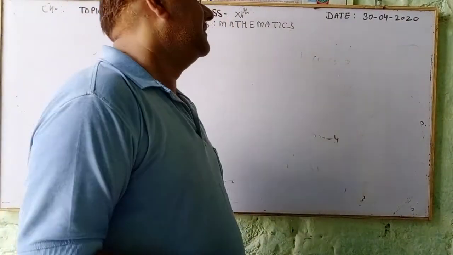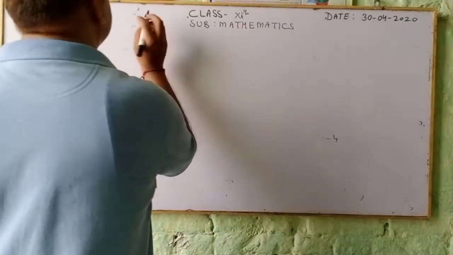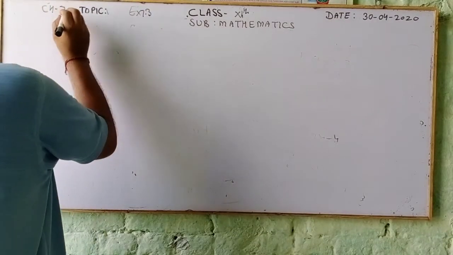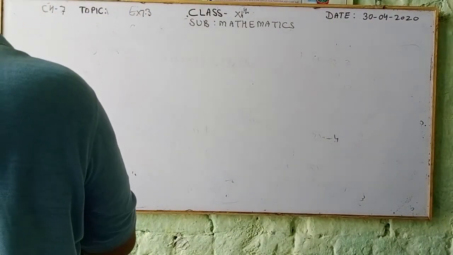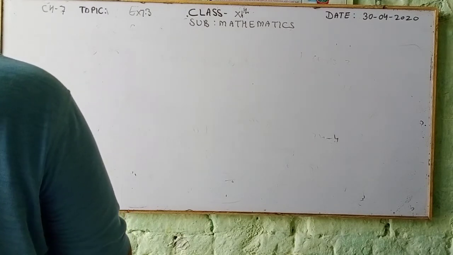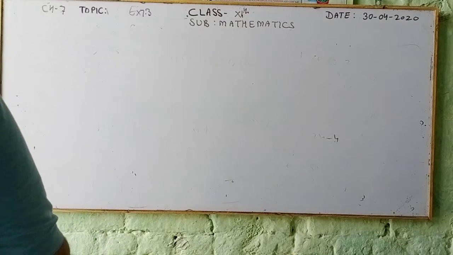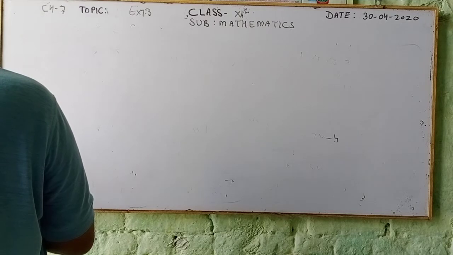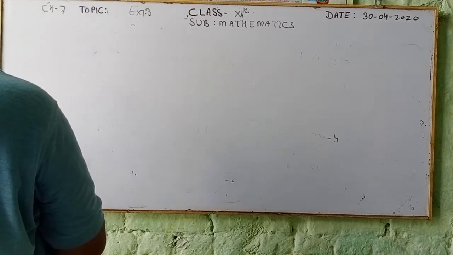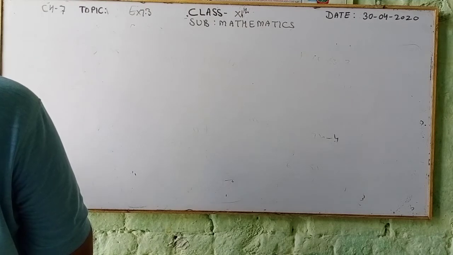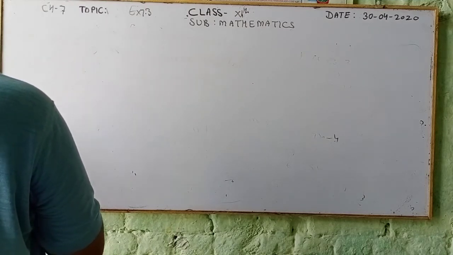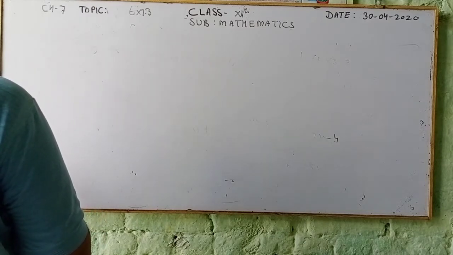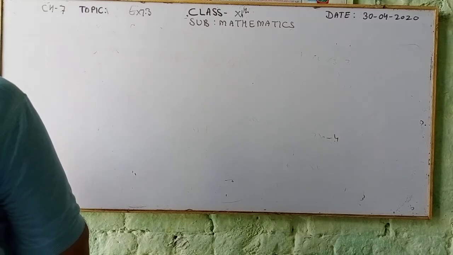We already started exercise 7.3, chapter 7. We are taking questions: first, second, third and fourth are already done. We are taking question number 5.